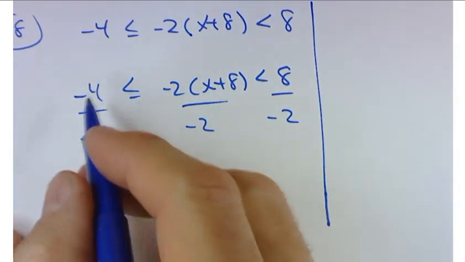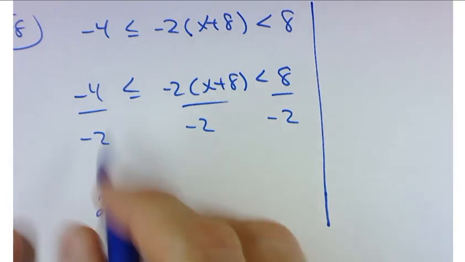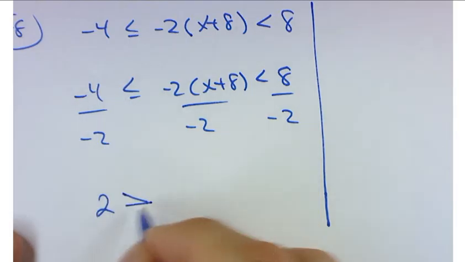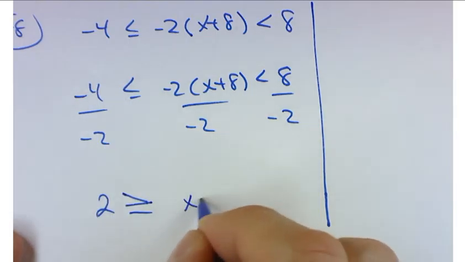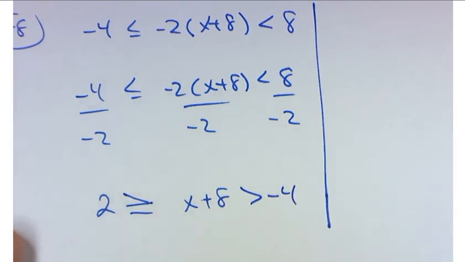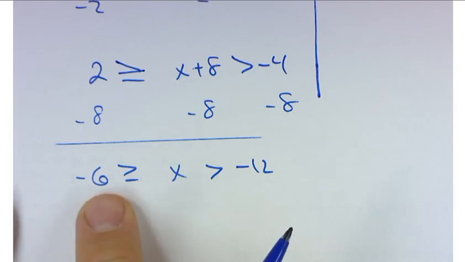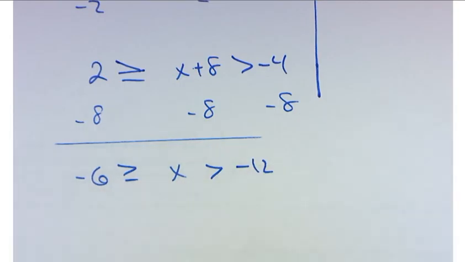So here we'll divide by negative 2. And I get 2, reverse the direction of the inequality, is greater than or equal to x plus 8 is greater than negative 4. And then subtract 8 from all 3 parts of the inequality and get negative 6 is greater than or equal to x is greater than negative 12. And at least that makes sense, that negative 6 is bigger than negative 12. So that part looks okay.